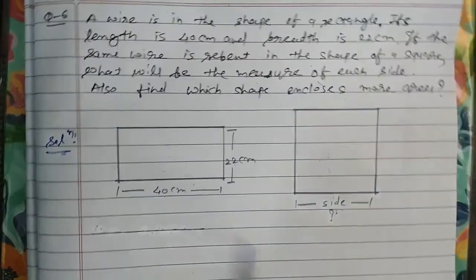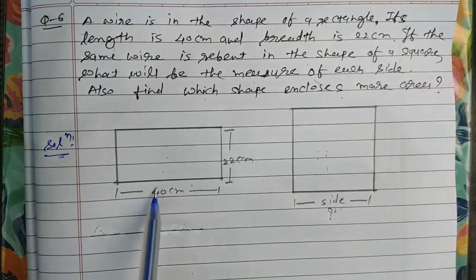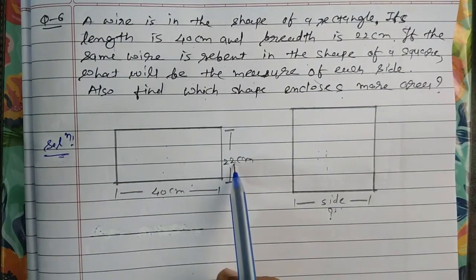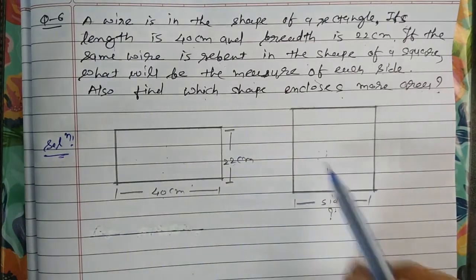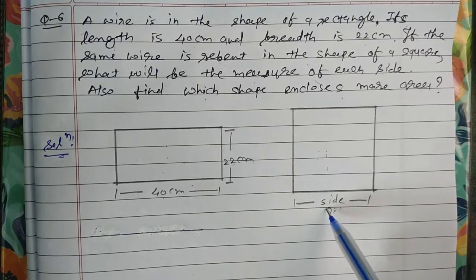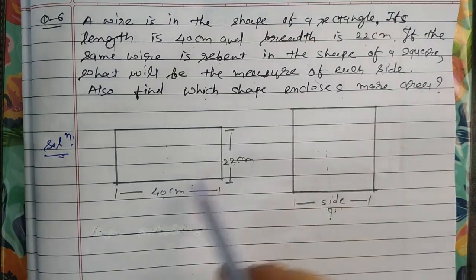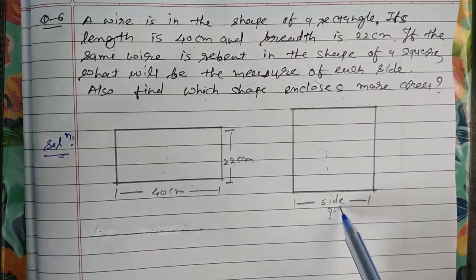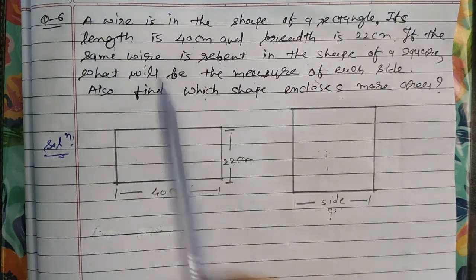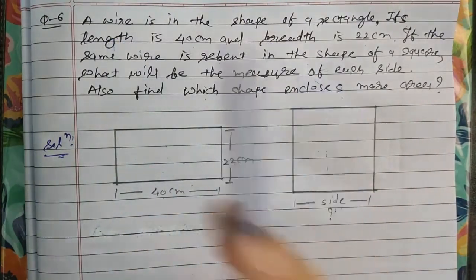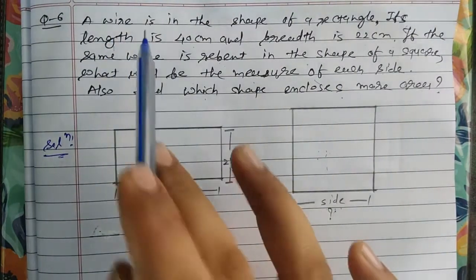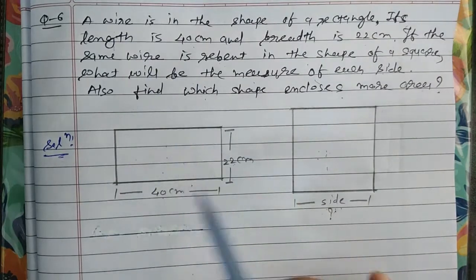So here the wire is in the shape of a rectangle having length 40 centimeter and breadth 22 centimeter. It is rebent to the shape of a square. Which side we have to find? So how can we use this information to find the length of the side of a square? So here we have to think about it, that the wire is in the shape of a rectangle. That wire has some exact length, and that length is nothing but the perimeter of a rectangle.